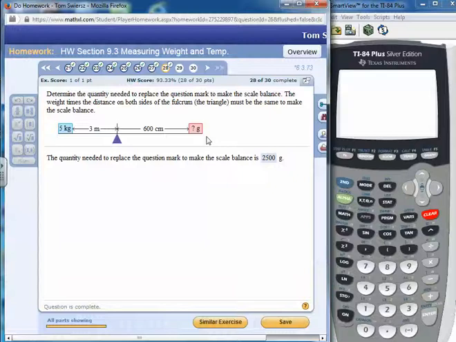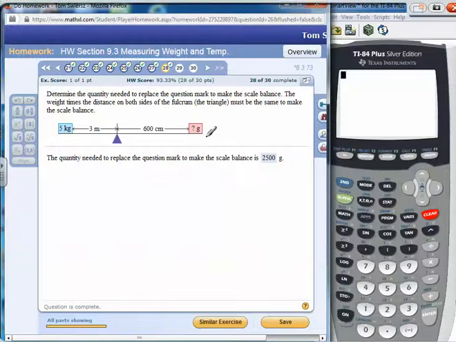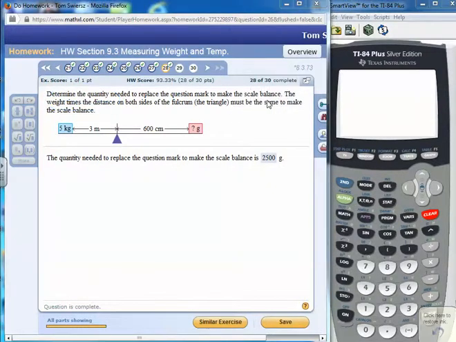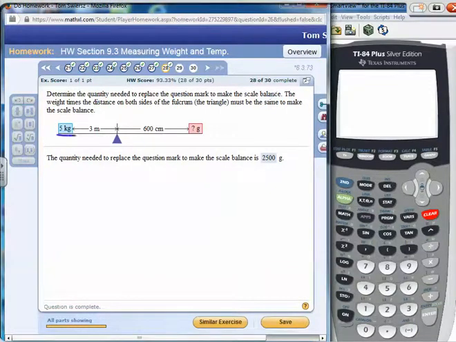Okay, number 28. We have to determine the quantity needed to replace the question mark to make the scale balance. Weight times distance on both sides of the fulcrum must be the same to make the scale balance. Okay, so it's weight times distance. Now, let's go ahead and do everything in the correct units. We have kilograms here, we have grams here, right? Meters here, centimeters here.